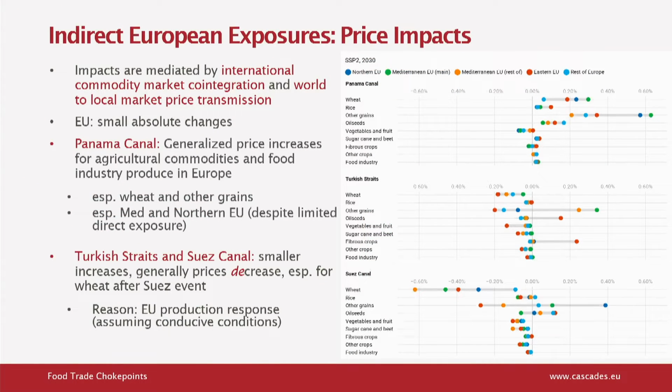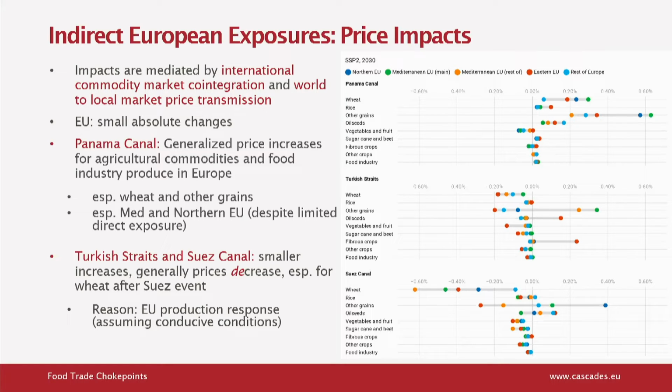Turning to results for Europe, particularly in terms of food prices, this is obviously mediated by international commodity co-integration, price transmission across borders. But in terms of price impact in the EU, and remember these are annualized prices rather than acute price shocks, they're small absolute changes for the EU. So in the Panama Canal shock, we generally see food price increases for the food commodities and the food industry in Europe. That's especially true for wheat and grains. And regionally, that's especially true for the Mediterranean and northern EU, despite their limited direct exposure to the Panama Canal.